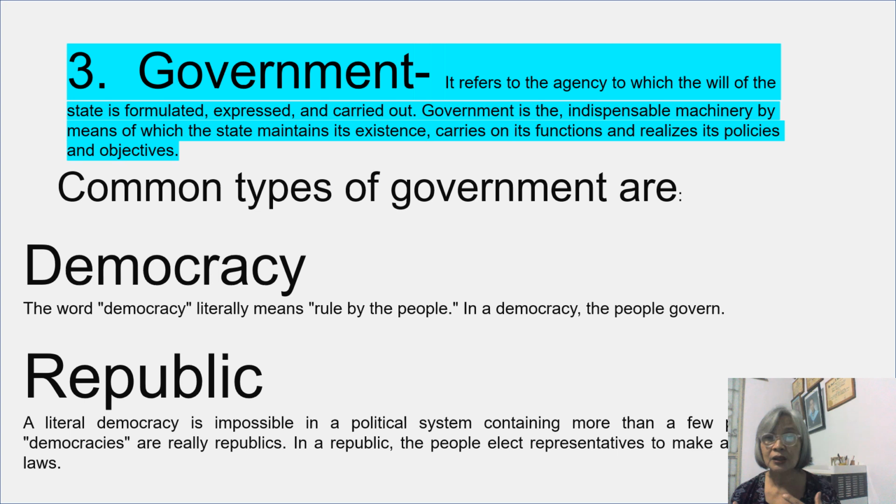Or itong power natin, now not necessarily sovereignty, but power as a people ay inilalagak natin sa Kongreso para itong Congress ang nag-exercise na ito ng powers natin para sa atin.